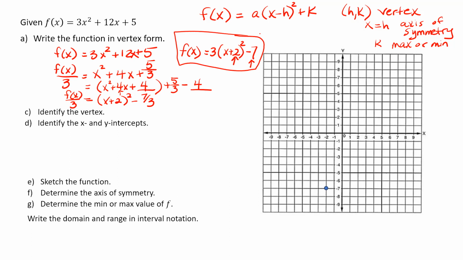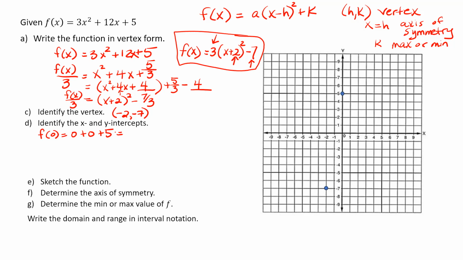And then we know that this graph is going to open up because a, or the coefficient on the square binomial, is positive. So this is going to open up. So we know the vertex, let me write it down. I already said (-2, -7), and then we have to find the x and y intercepts. So to find the y-intercept is pretty easy because you can just put in 0 for x. So f of 0 is equal to 0 plus 0 plus 5. So the y-intercept is (0, 5). So that is right there.